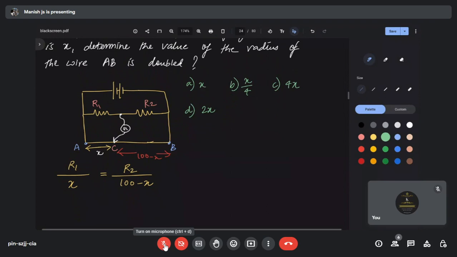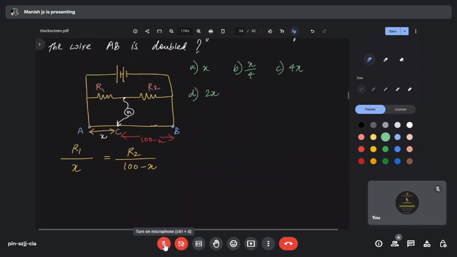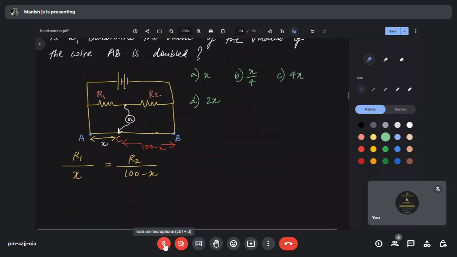Will there be any change? The ratio, is the ratio going to get affected if AB is going to be doubled? 100 பதிலா நம்ம 200 எடுத்துக்கிறோம் அவ்வளவுதான். And the x point is going to be remained as x, so you will get 200 minus x. The ratio, is it going to change? R1 by R2 ratio same then அது change Yes, sir.